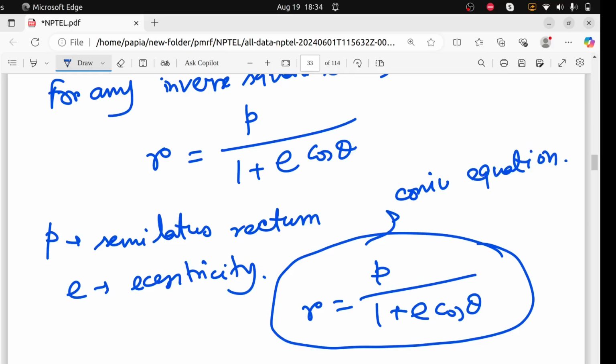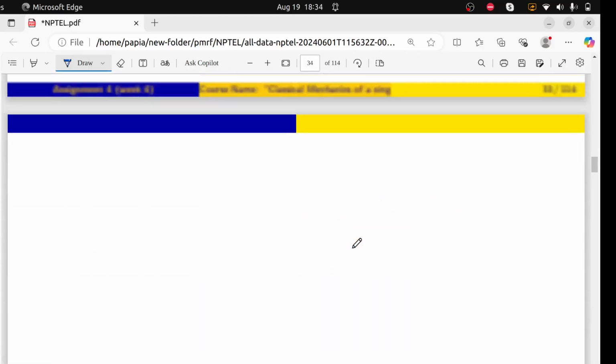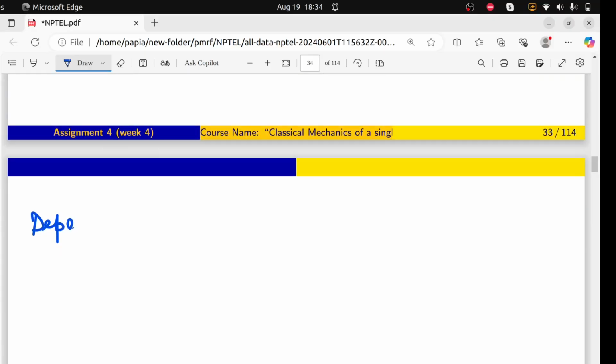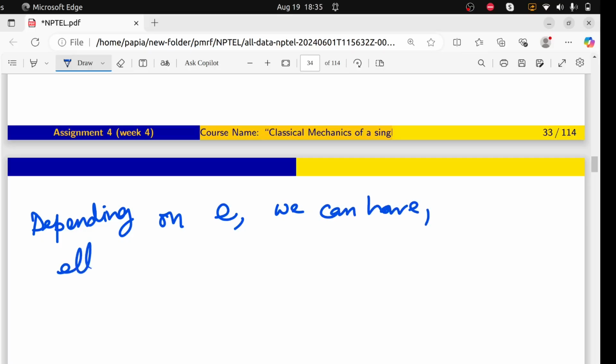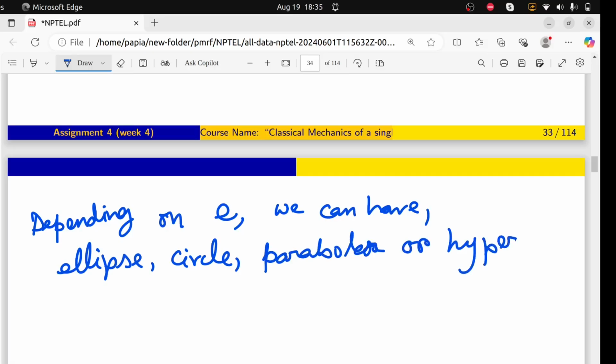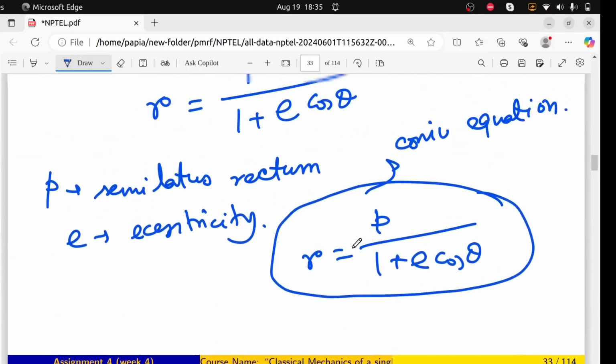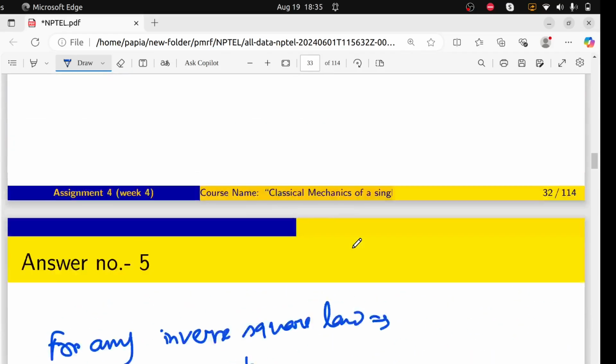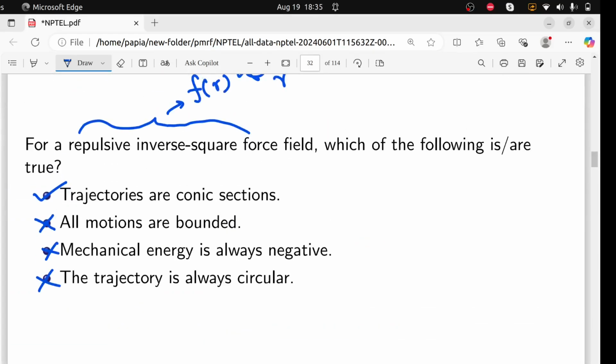Why are we calling it a conic equation? Depending on the value of e, we can have an ellipse, circle, parabola or hyperbola. So that's why we are writing r equals p by 1 plus e cos theta, that is a conic equation. Now coming to the options, the trajectories are conic sections, that is fine because I can write it like this.